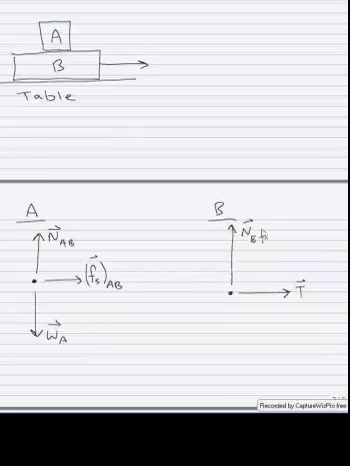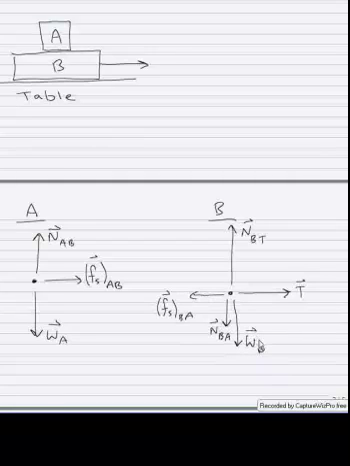The other thing that's touching block B is block A. Block A can interact through a normal force and through friction. And something can reach in from a distance, and that's the weight of B. Gravity can reach in. So those are our free body diagrams.